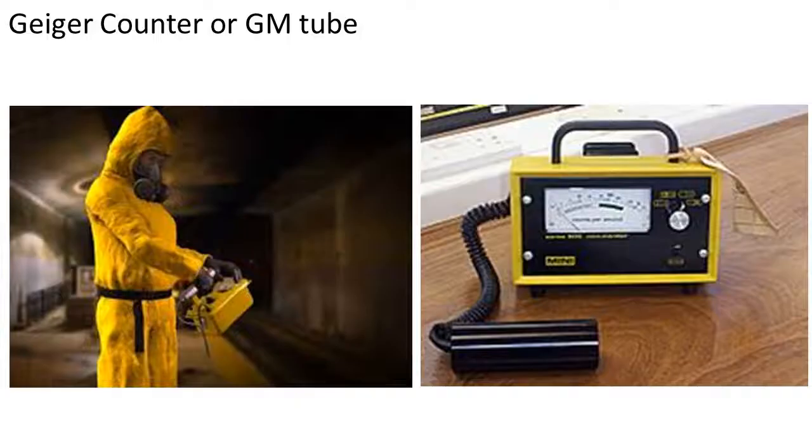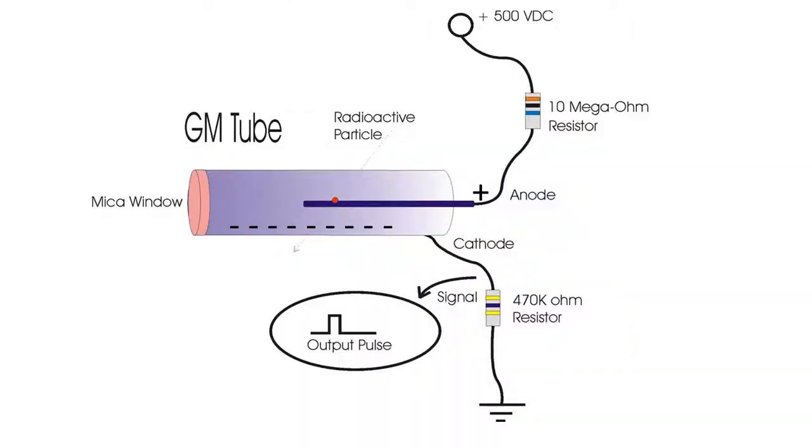You can detect radiation, these sort of what we call radiation events, using something called a GM tube or a Geiger-Müller tube. In the movies, you often hear it referred to as a Geiger counter. The way a Geiger counter works is it's a tube with a positively charged anode going through the middle, and the outside is negatively charged.